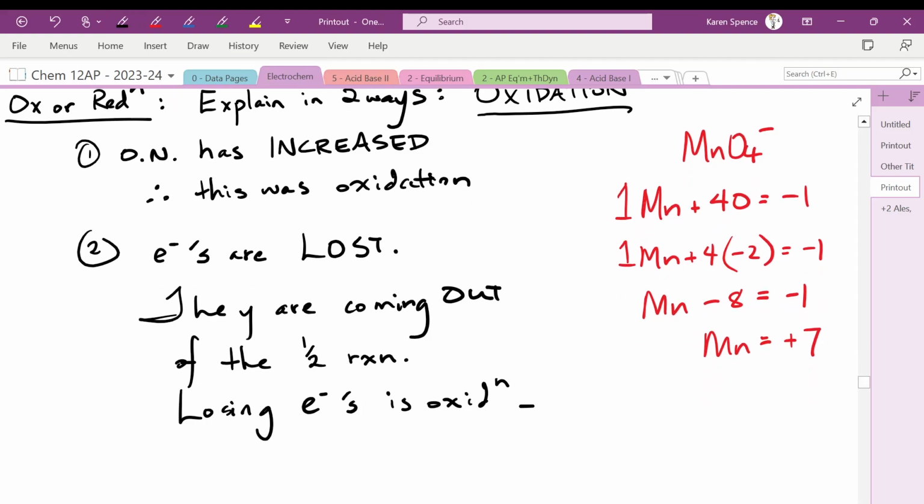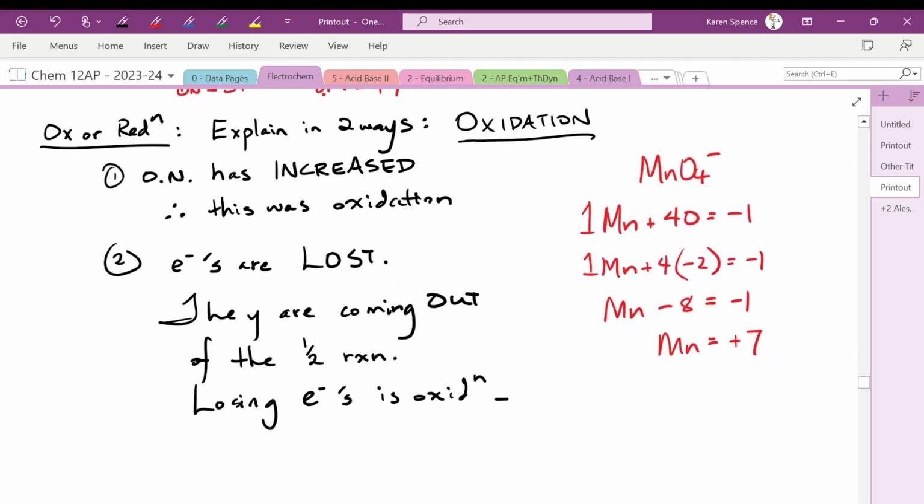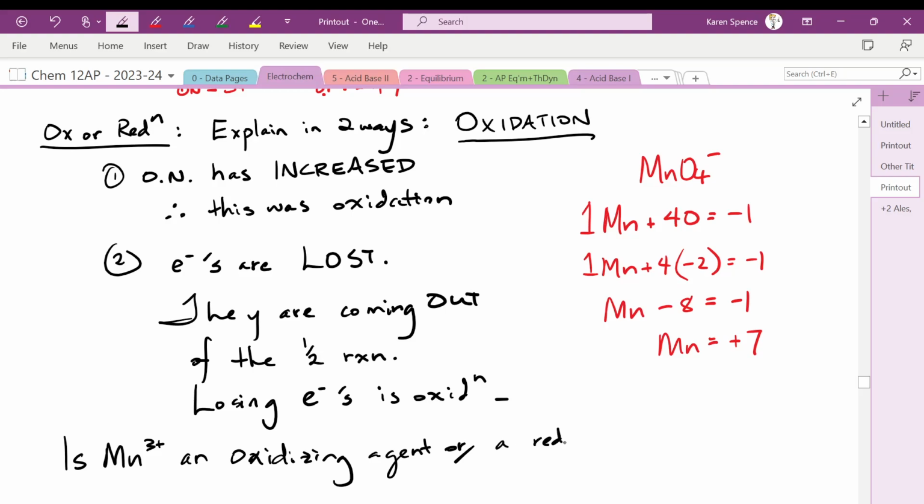I have one more question for you. Is Mn3+ an oxidizing agent or a reducing agent? Chat with your partner about that one. Make sure you feel good about it.